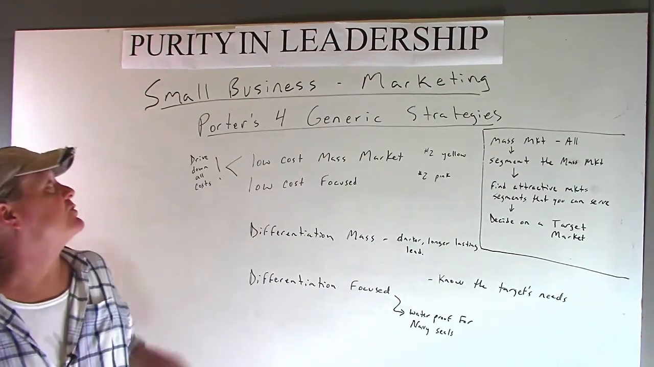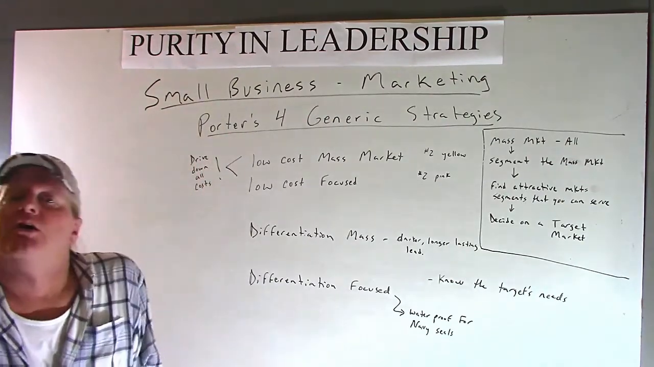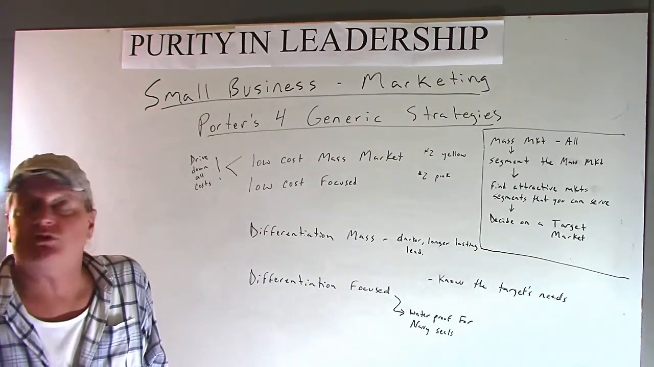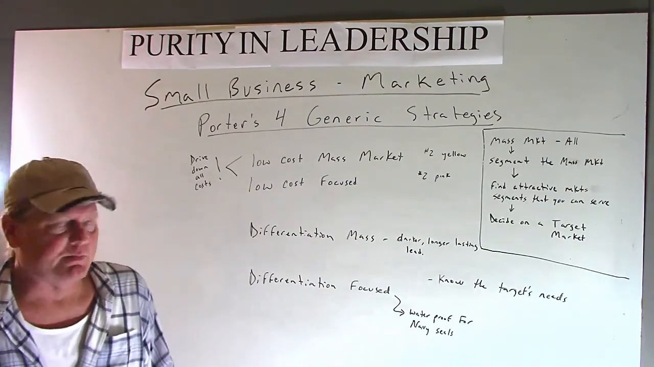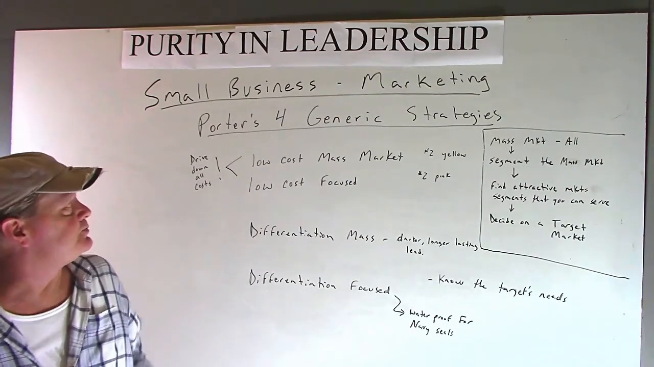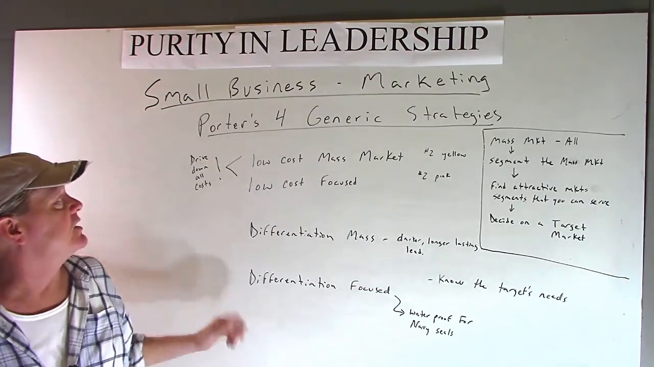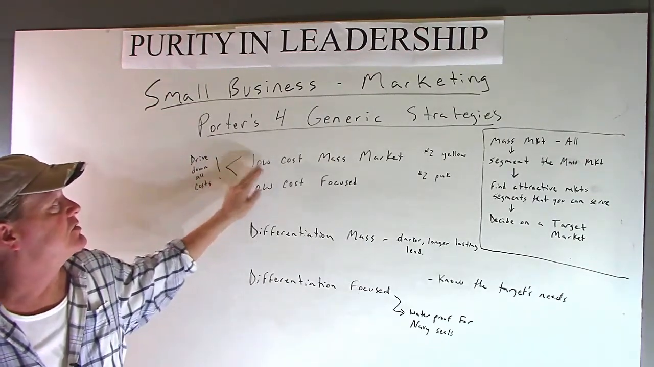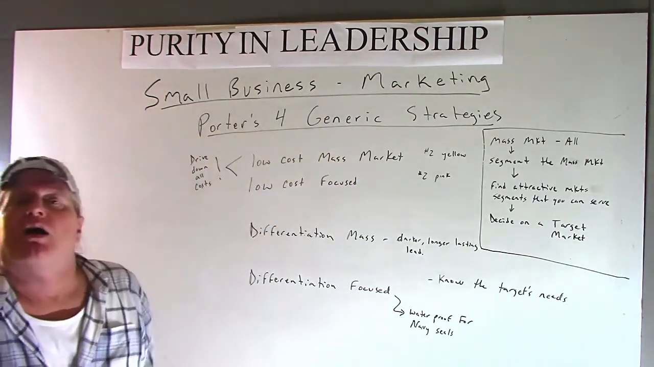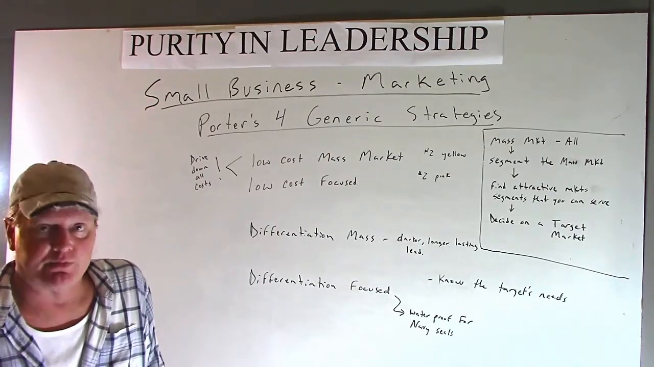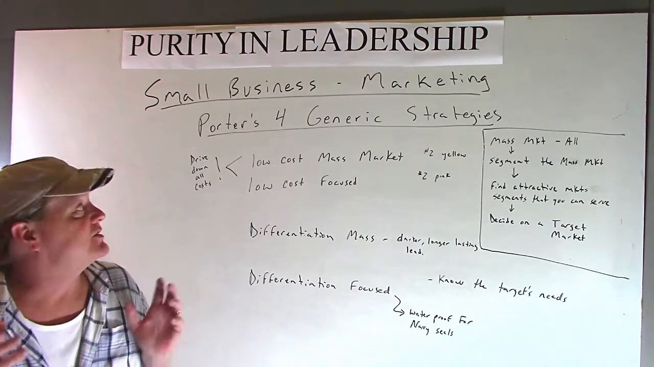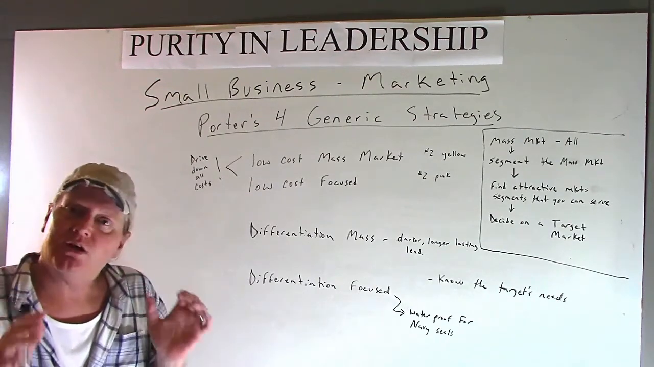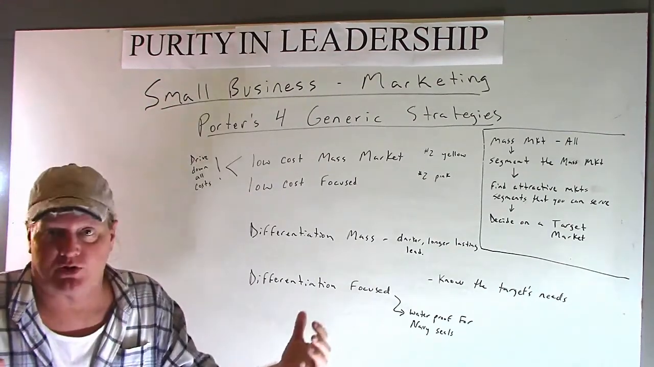Now, back to Porter's 4 generic strategies. According to him, and this was very novel back in the day, it still applies to everybody. Here are our 4 options. Low cost, mass market. Our product could be meant for everybody, but it has to be at a low cost. That is the strategy. The lowest cost possible for the mass market.